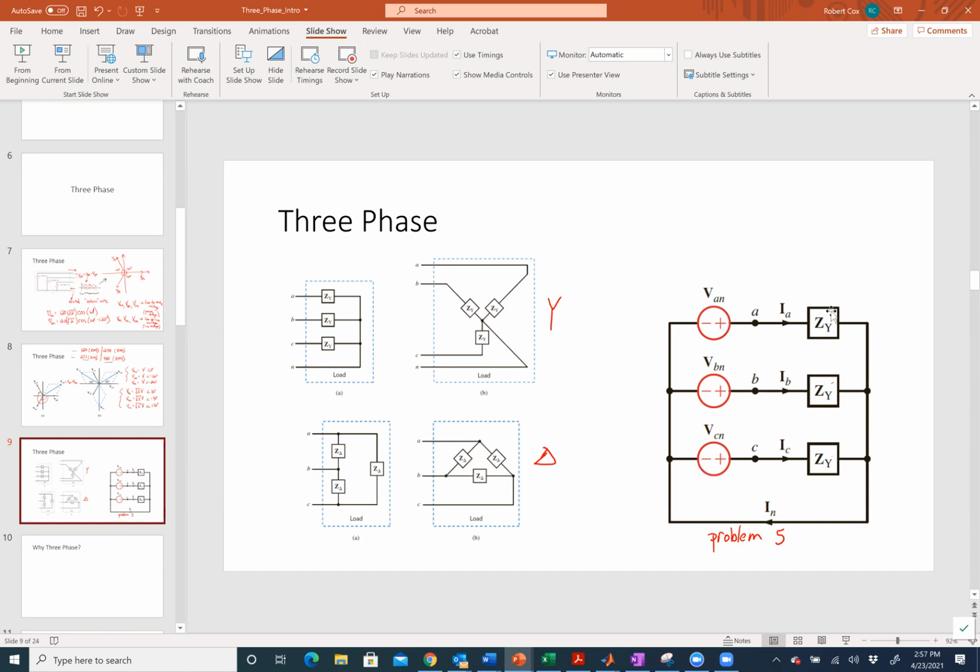So this is typically the way this guy is set up. In this case, this load can be Y connected or delta connected.